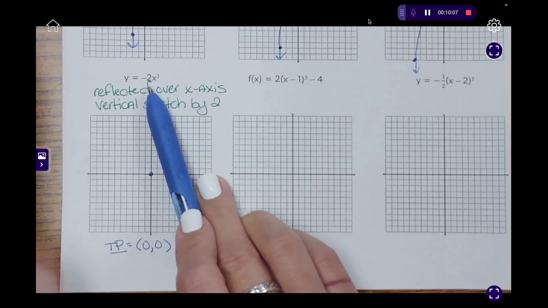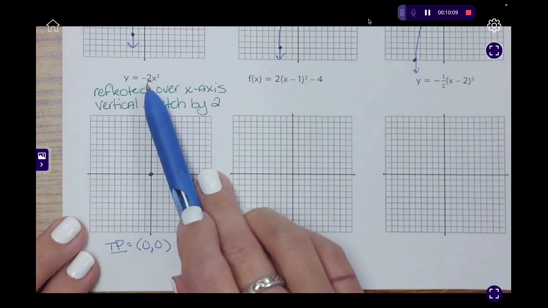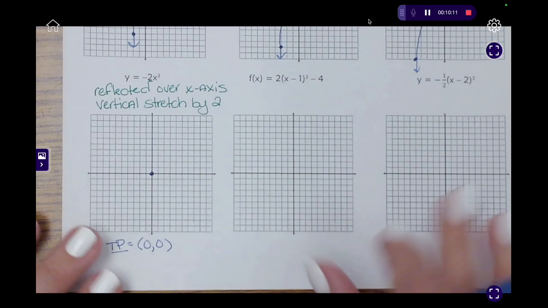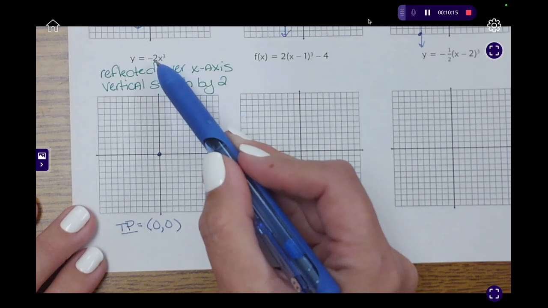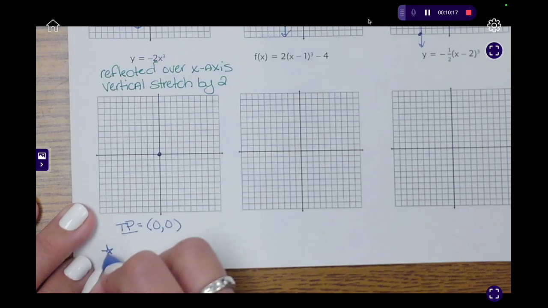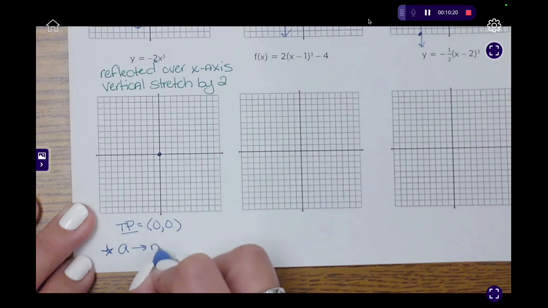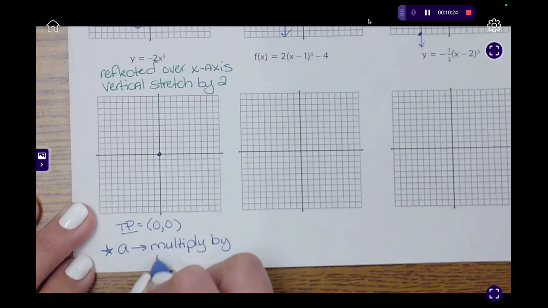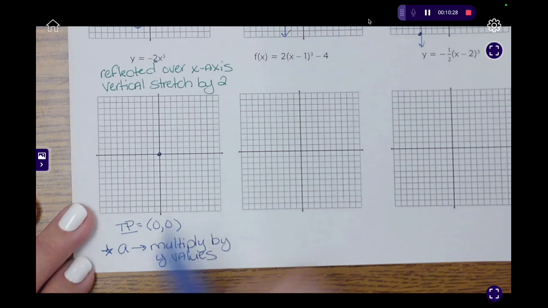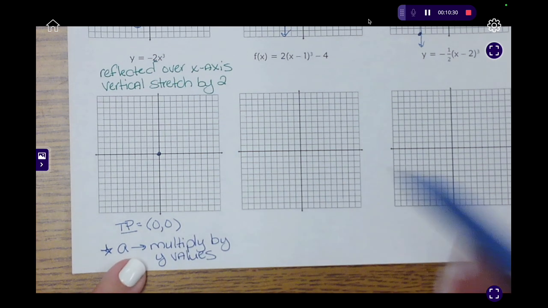But because of this 2 right here, that vertical stretch, that a value, very similar to the square root method when we're looking at those functions, if I have an a value, you need to take that a value and multiply it by your y's. So that's how it's going to change your graph. Whenever you have an a value, you multiply it by your y's.